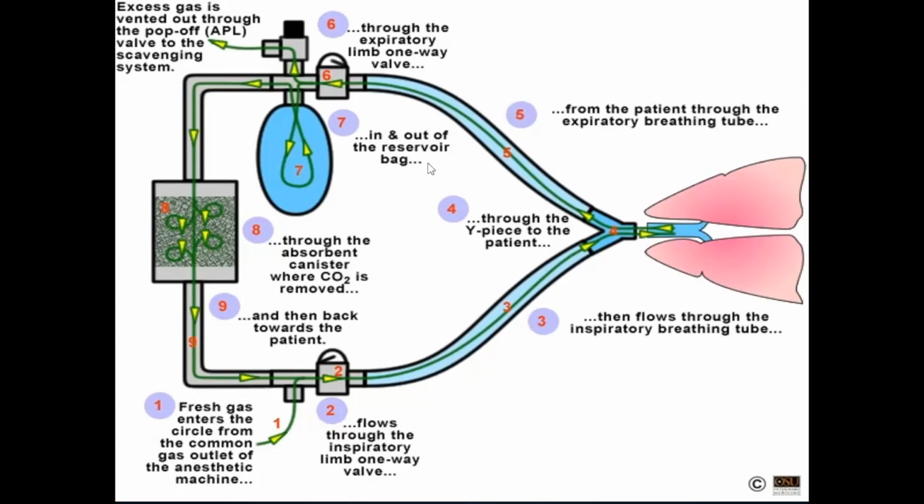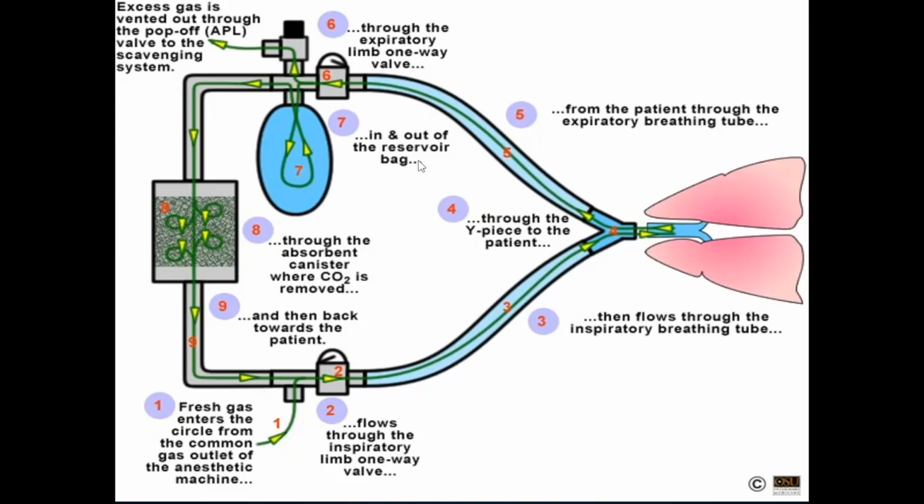The patient's exhale, number 5, goes from the patient through the expiratory breathing tube to the expiratory limb. The expiratory one-way limb valve will open, and this will go to number 7, in and out of the reservoir bag. If the patient is not manually breathing, it's controlled breathing, right? If you see some Drager ventilators, the Datex Ohmeda, it doesn't allow the bellows to go up and down while manual, but in some, spontaneous breathing also moves it.